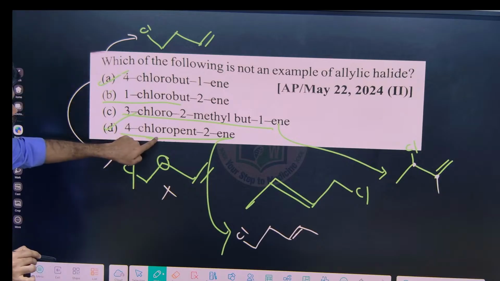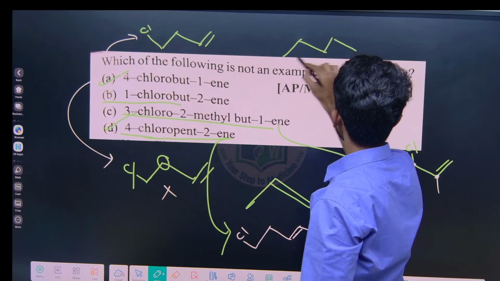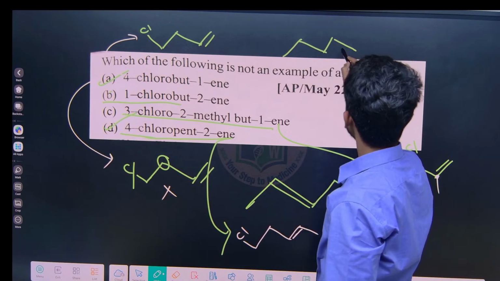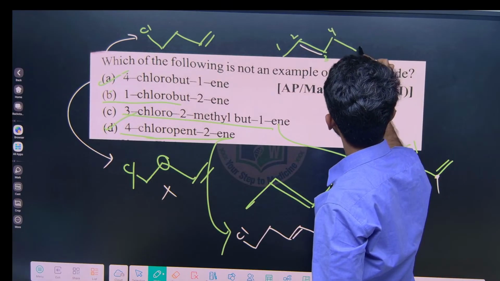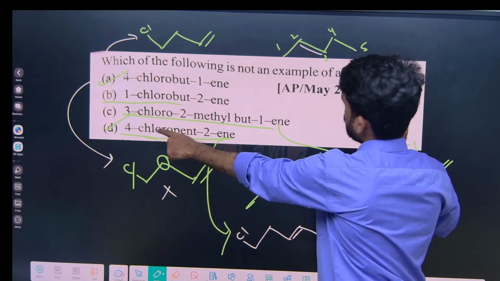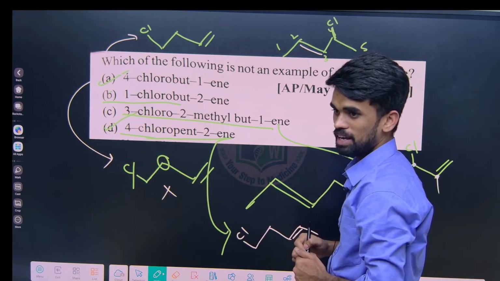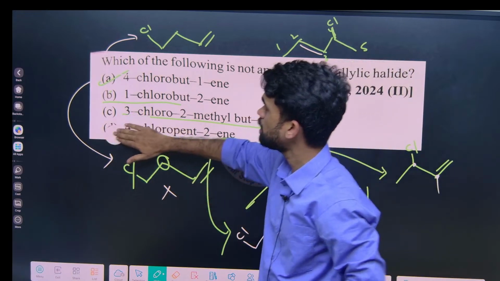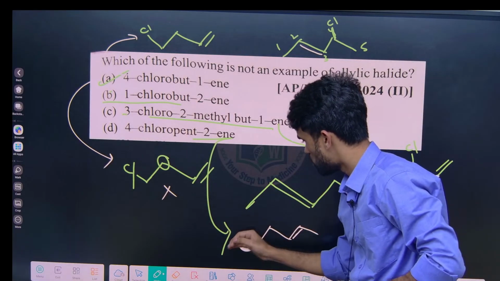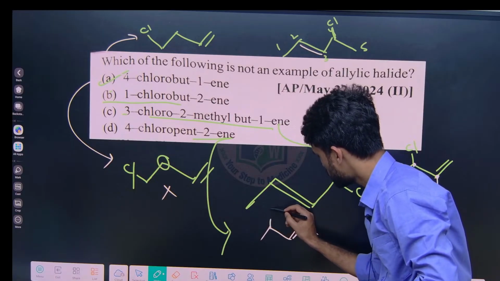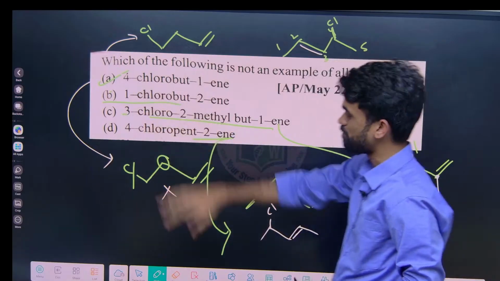Next one, what about this? 1, 2, 3, 4, 5. So 2-ene, yes, this is 2-ene. Pent-2-ene. 2, 3, 4. Hey, this is allylic only now. So not 4, only 1. That's what. So you need to verify all the time. Be conscious. Do not care about others. So only the first option is correct.